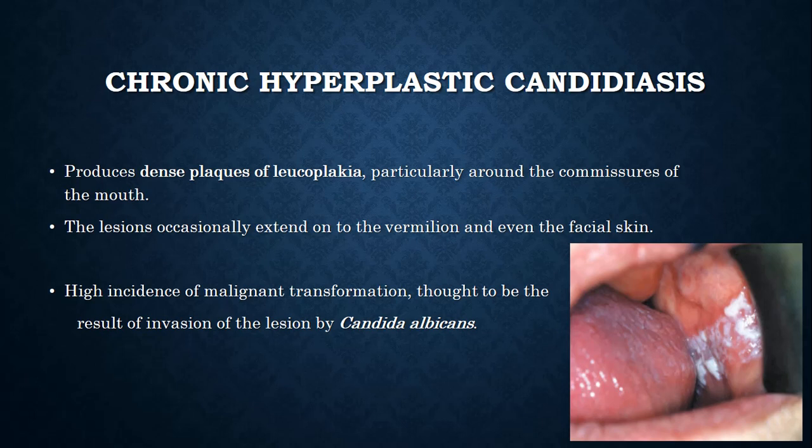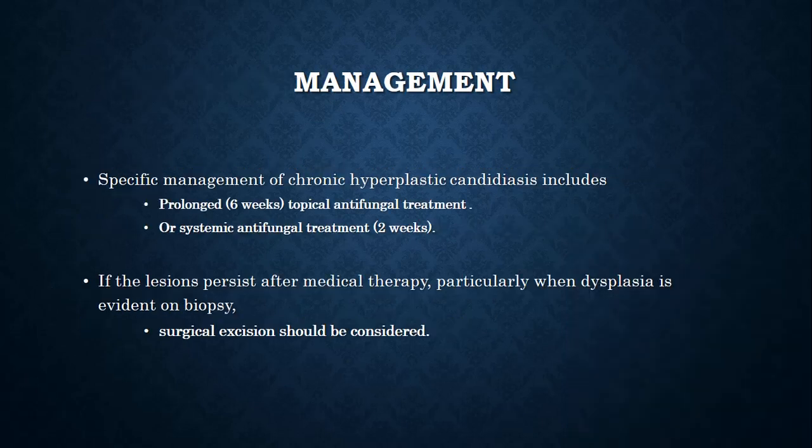Chronic hyperplastic candidiasis. It produces dense plaques of leukoplakia, particularly around the commissures of the mouth. The lesion occasionally extends onto the vermilion and even the facial skin. There is a high incidence of malignant transformation, thought to be the result of invasion of the lesion by Candida albicans.